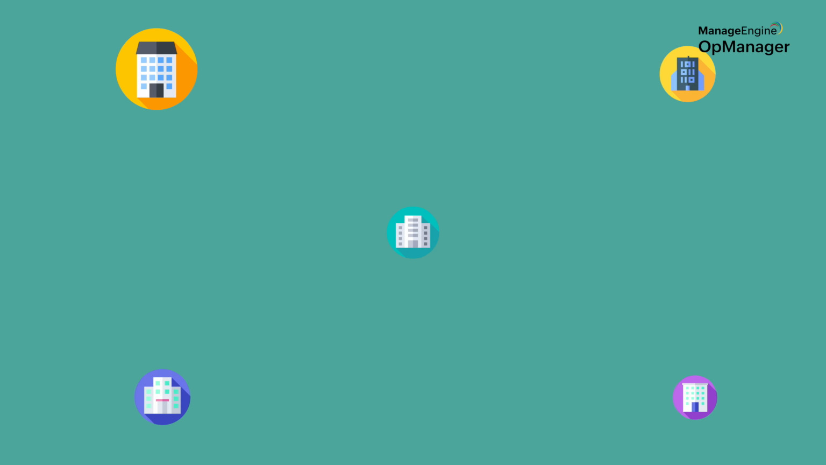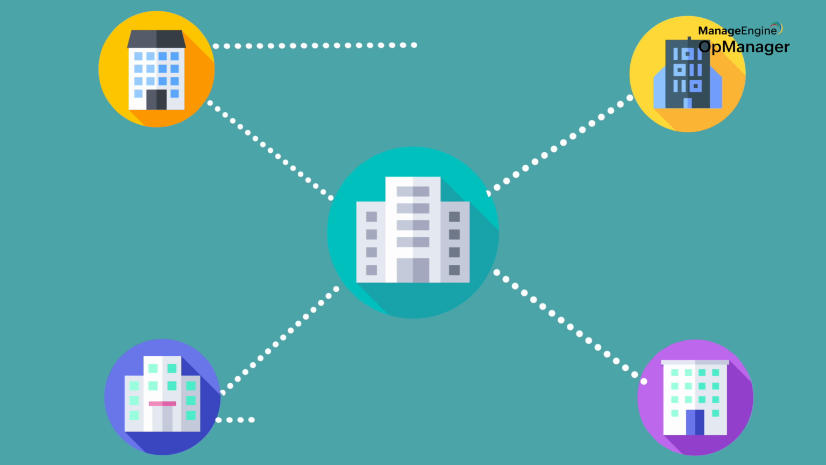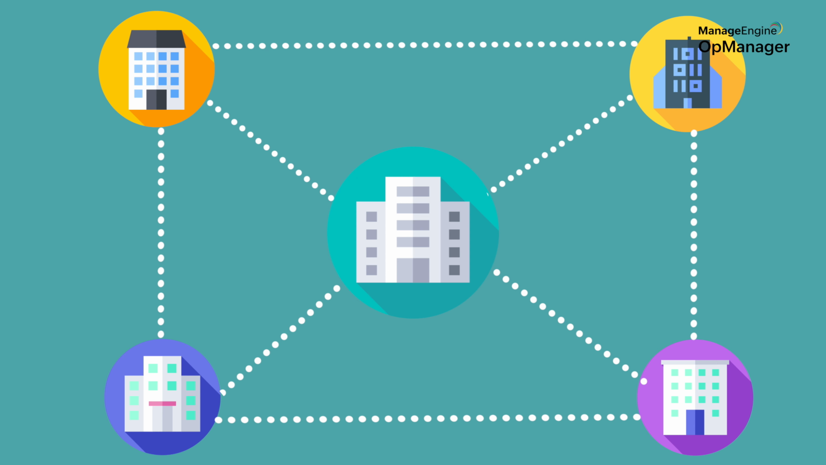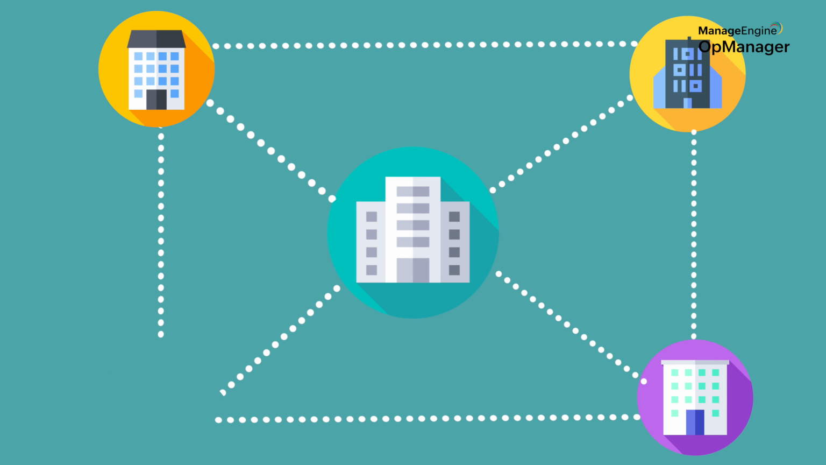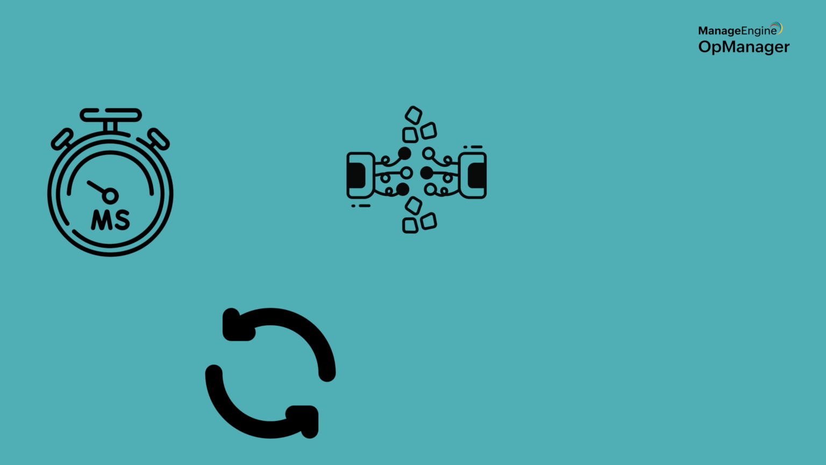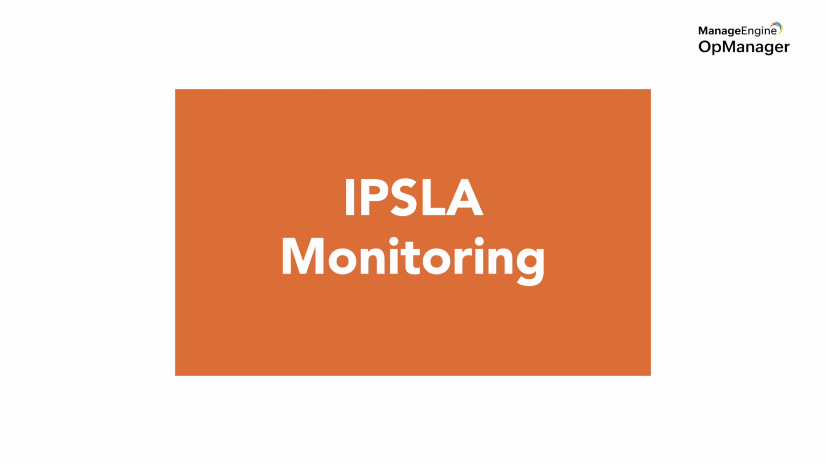A defining trait of large businesses is how spread out their operations are, and these companies are usually connected through massive WAN networks. Considering the volume of data that is transferred between each office, you need a system in place to monitor metrics like latency, round-trip time, packet loss, jitter, and voice quality. With OpManager's IPSLA WAN and VoIP monitoring feature, you can monitor all of these metrics and ensure perfect connectivity with your wider office spaces.